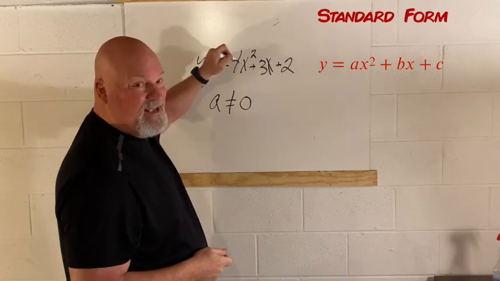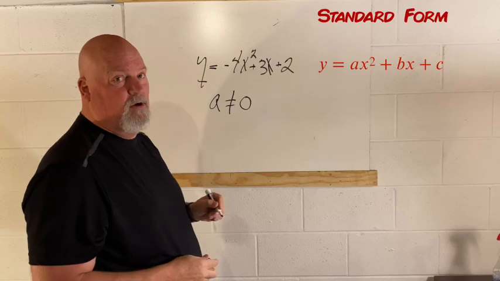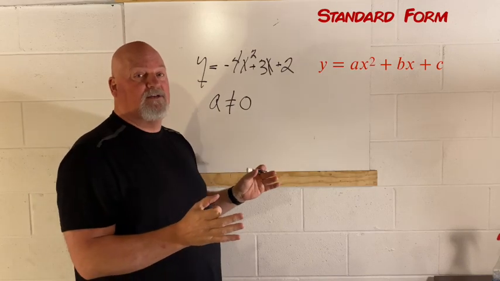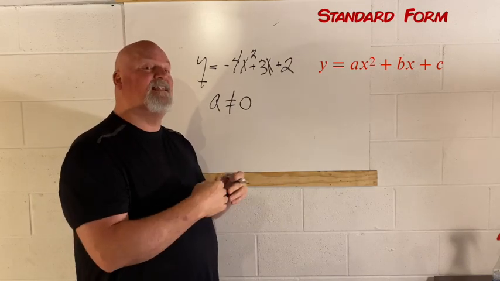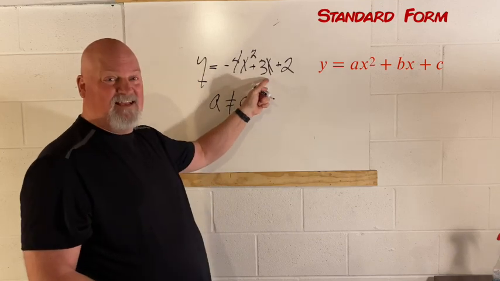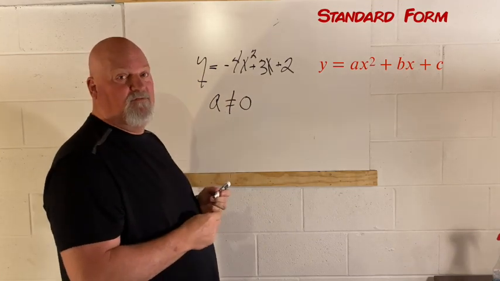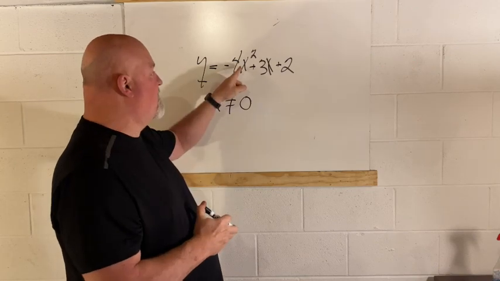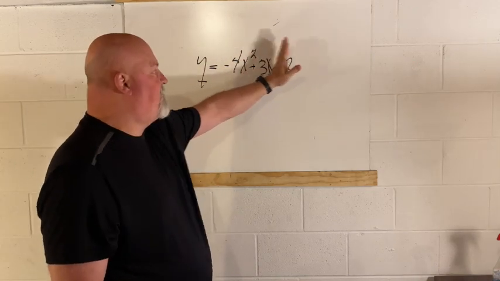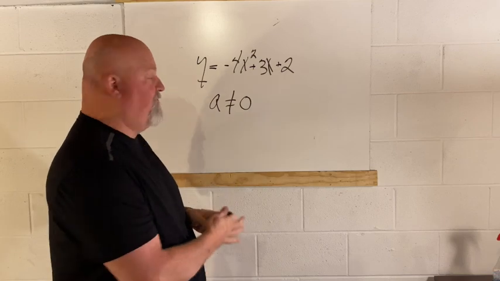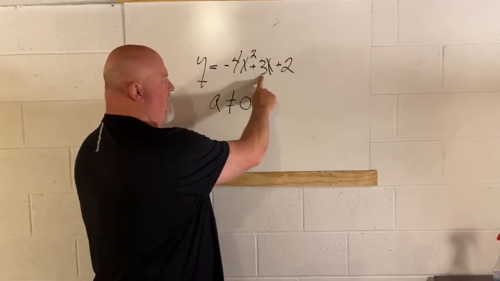So if a is equal to 0, then it's no longer a quadratic equation or quadratic function. It's a linear function, because then you just have an x. So we've got to make sure that we always have at least a number in front of the x squared. If we have an x squared here, we're good to go. We don't have to have anything else. But if we do, a, b, c.